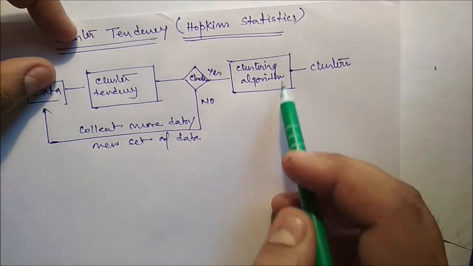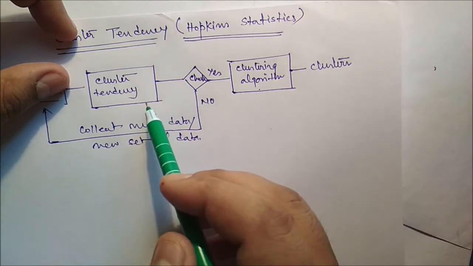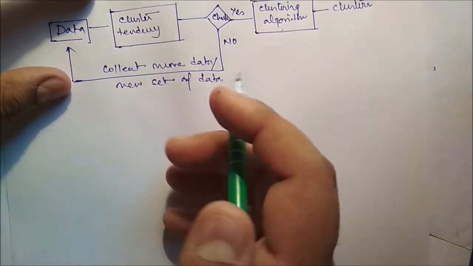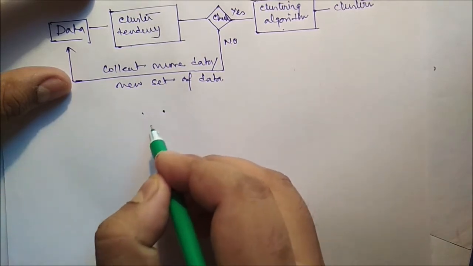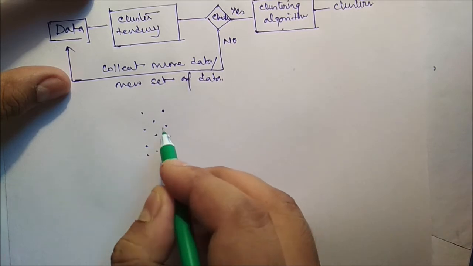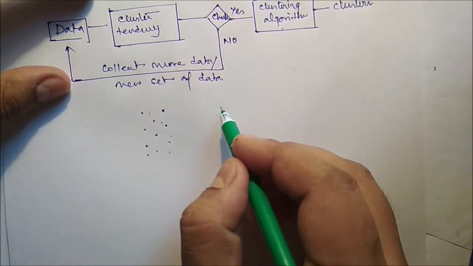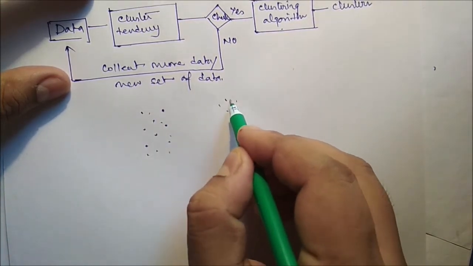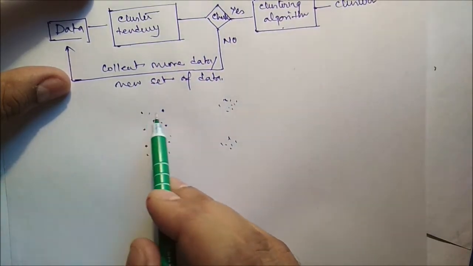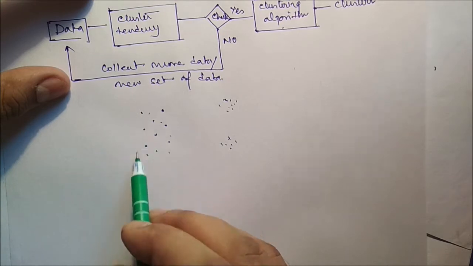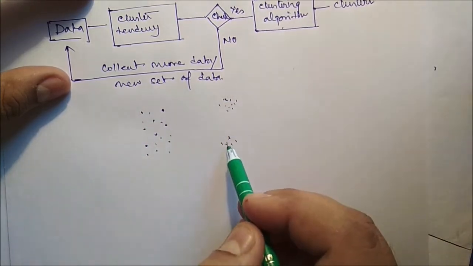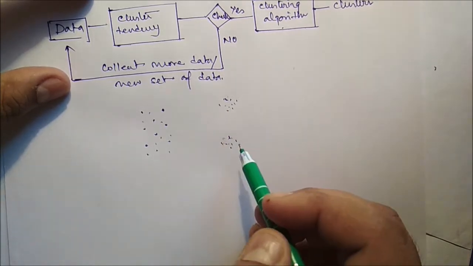So before applying a clustering algorithm, we want to know whether clustering tendency is there or not. Now what is the meaning of clustering tendency? Suppose we have a data set, and say these two sets. In this particular data set, definitely there is no cluster, there is a single group, but here it is clear that two groups are there.